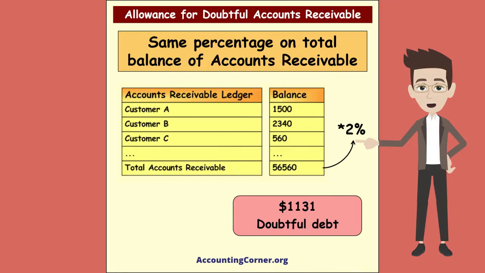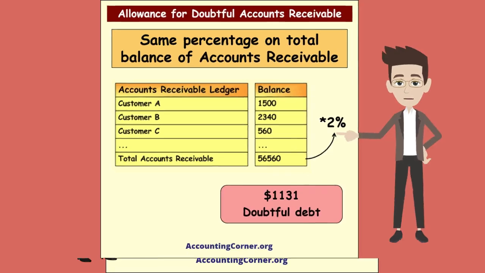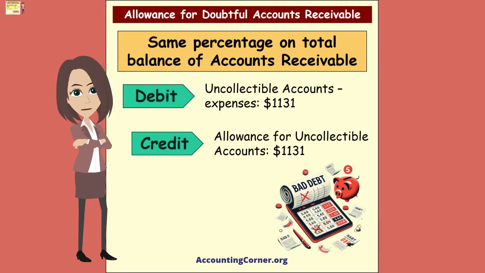For the purpose of allowance for doubtful accounts, the same percentage of the total balance of accounts receivable can be calculated. As an example, this can be 2% of the total accounts receivable balance. When creating an allowance for doubtful accounts, you debit uncollectible accounts expenses and credit the allowance for uncollectible accounts. The amount of allowance is 2% of the total accounts receivable balance.